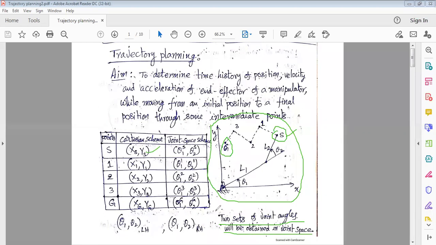So in joint space, if we look at the solution, we get two solutions. So those two solutions, left side and right side, mean that in total 4 angles come in the joint space trajectory. Okay, so this is the brief aim of trajectory planning.